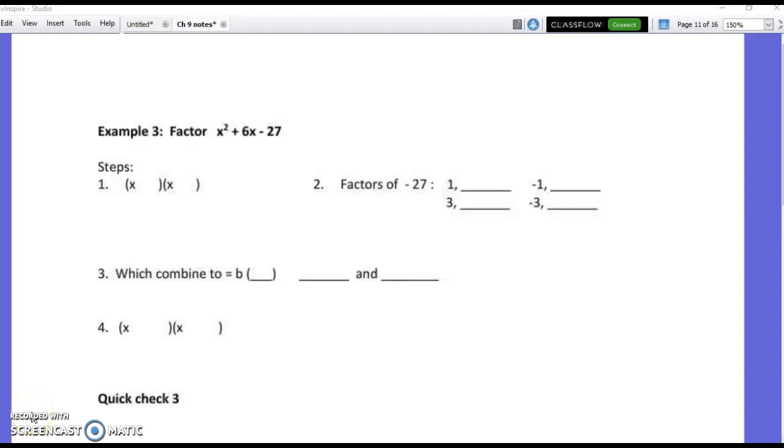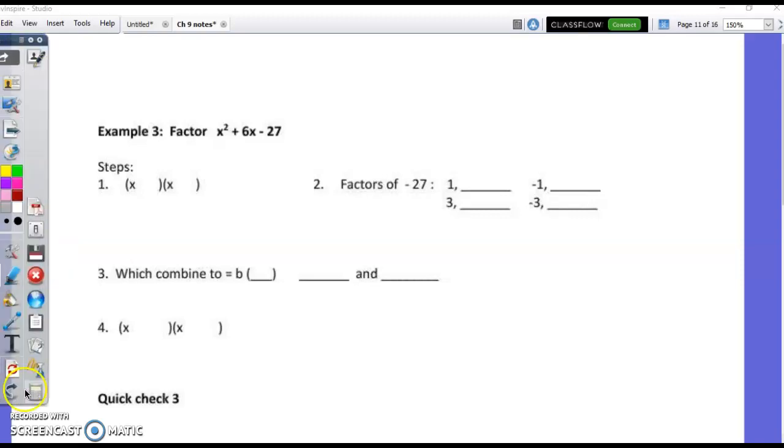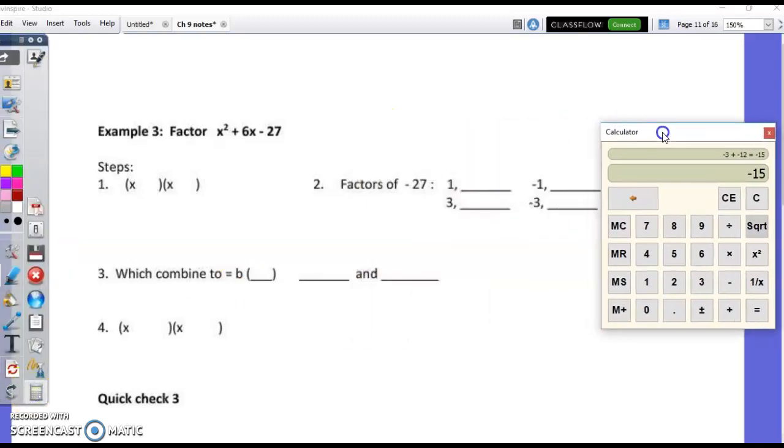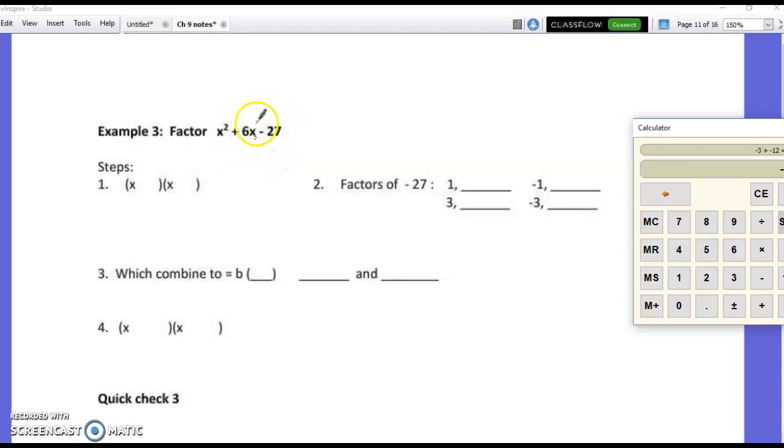Okay, now we are going to look at our last example, and that is when c, remember ax squared plus bx plus c, when c is negative. So when we have a number that multiplies to equal a negative number, we have to have one negative number, one positive number. The steps are all the same, but we have to list our factors of negative 27, which means we're going to have one positive number, one negative. Whereas when c is positive, they're either both going to be positive or both going to be negative.